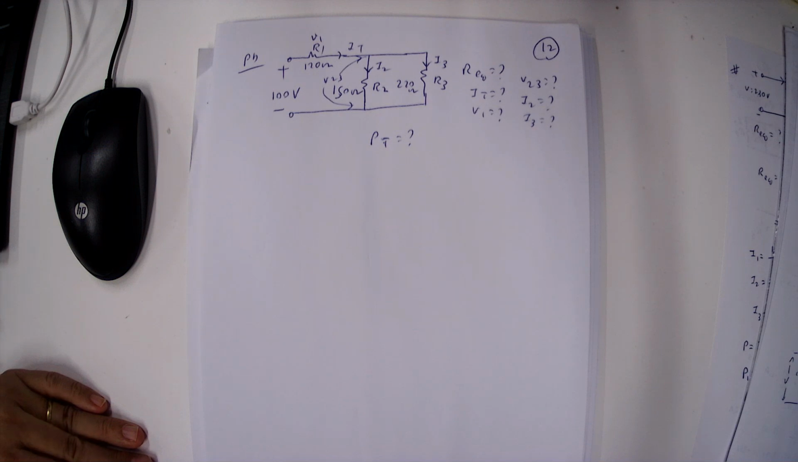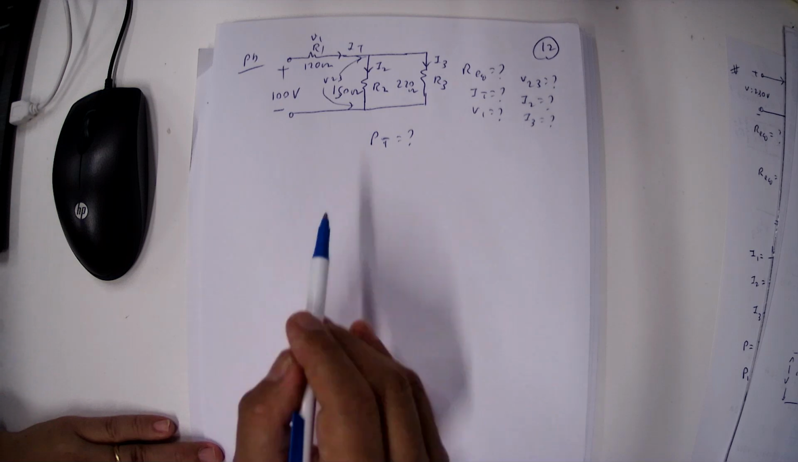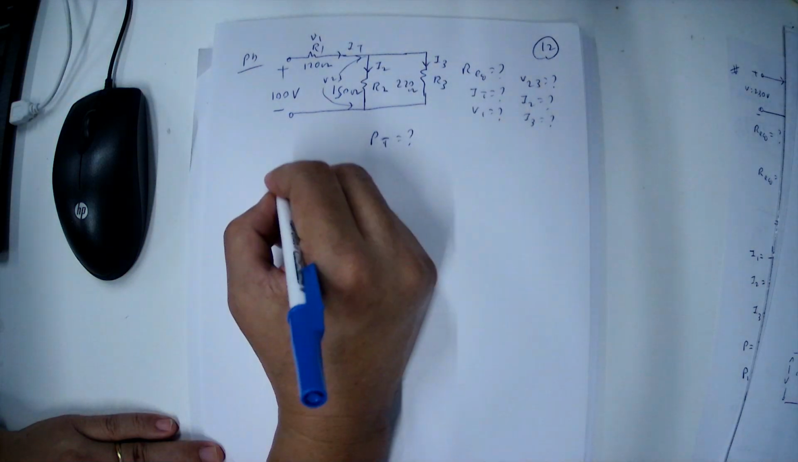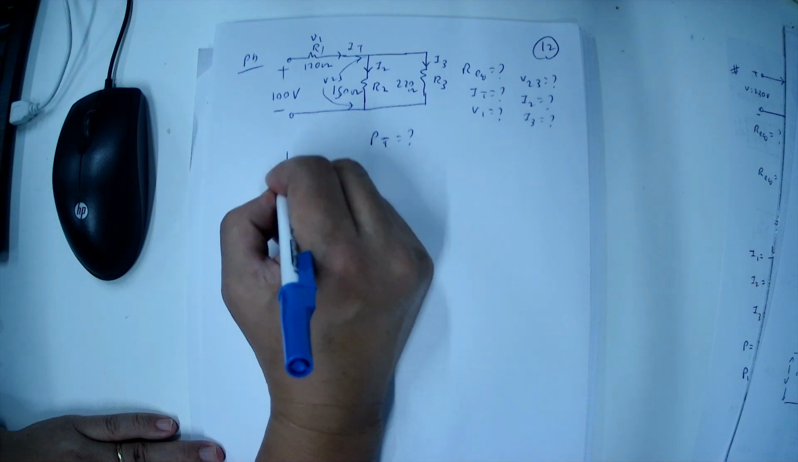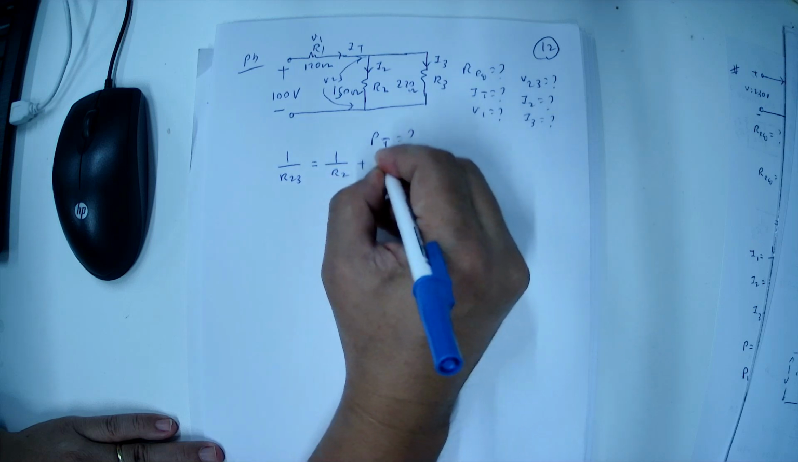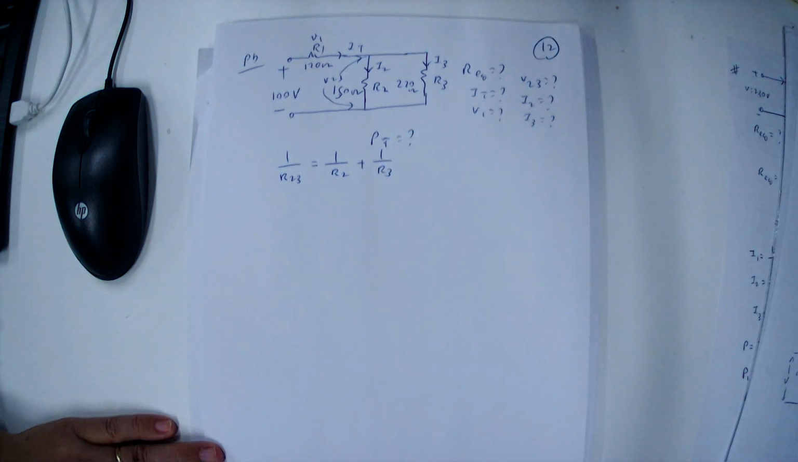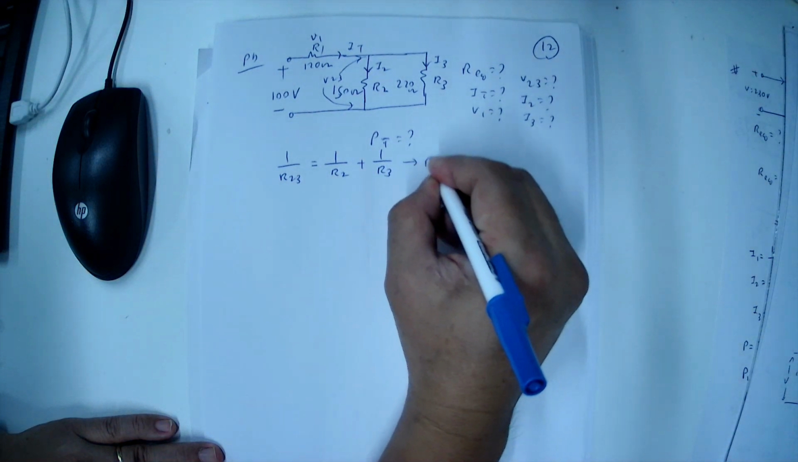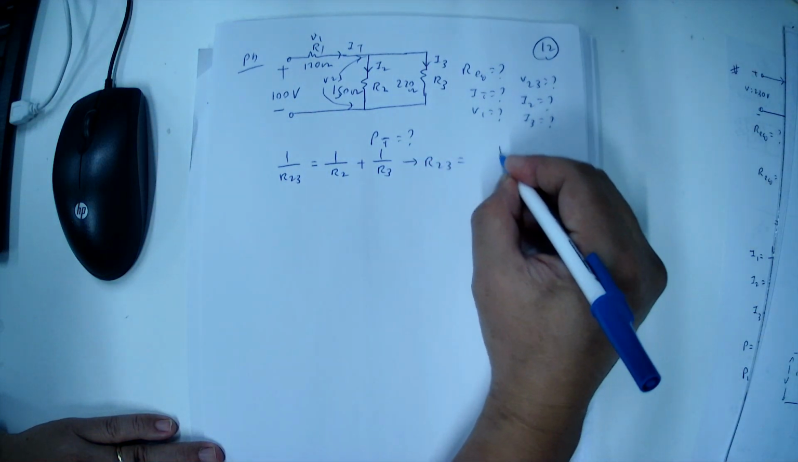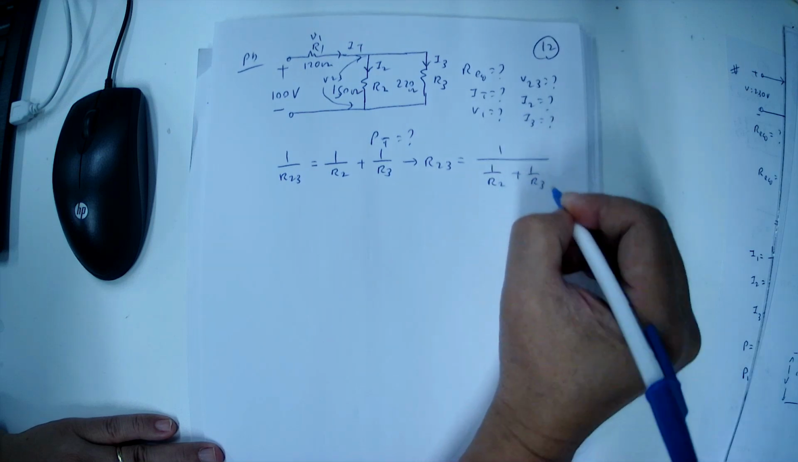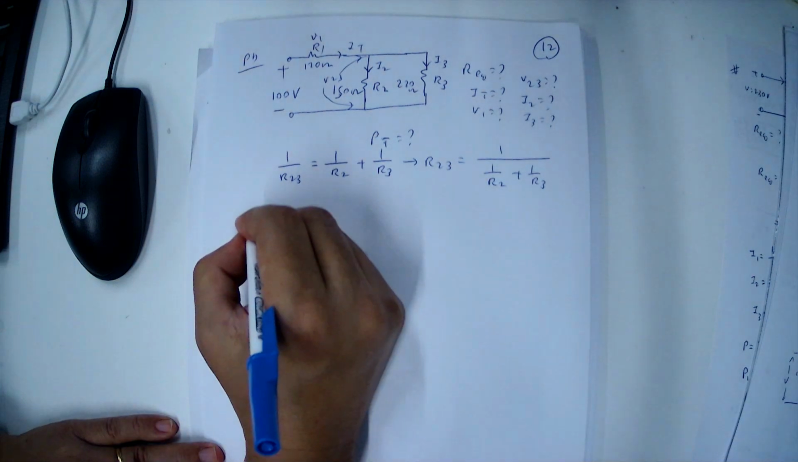So firstly, we write down the equation for the equivalent resistance. In this case, R2 and R3 are connected in parallel. Therefore, 1 by R23 equals 1 by R2 plus 1 by R3. We write down this equation. Therefore, R23 equals 1 divided by (1 by R2 plus 1 by R3). Then we substitute the values.